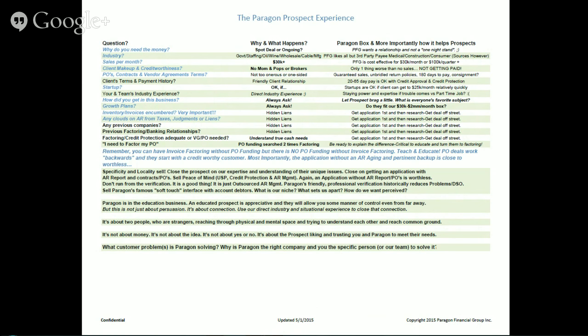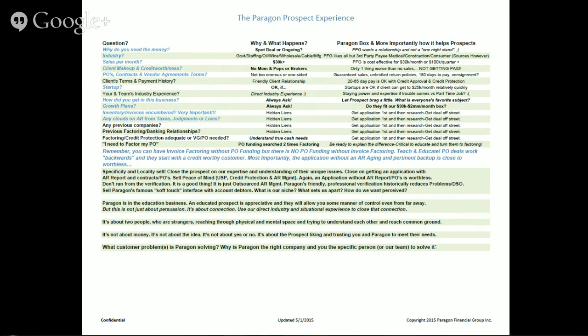Another thing is, most of you probably also sell deals to merchant cash. Paragon's website has 600 pages on it, and it pretty much says over and over and over again what industries, what size we like. We like wine importers. We like staffing companies. We like people selling to the government. But I still get calls from restaurants and retailers.